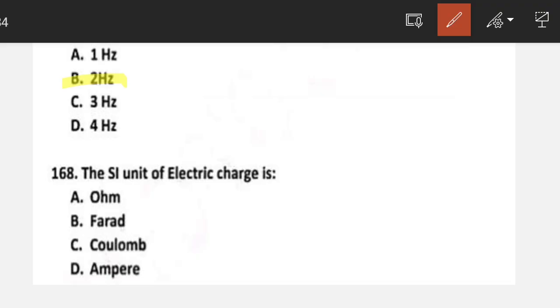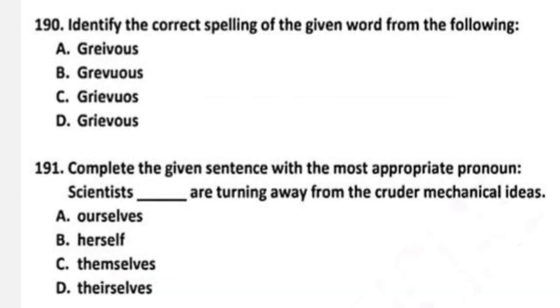Question number 168 is the SI unit of electric charge is option A is the ohm, option B is the farad, option C is the coulomb and option D is the ampere. So the SI unit of electric charge is coulomb. A pretty simple question and pretty easy question.